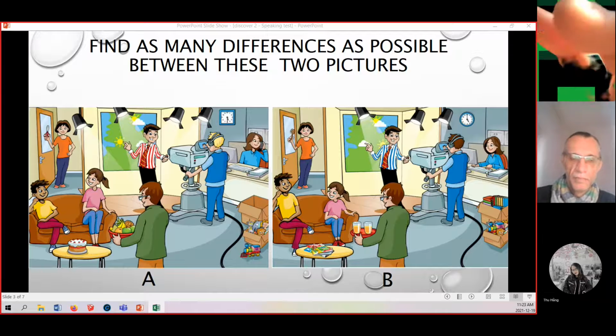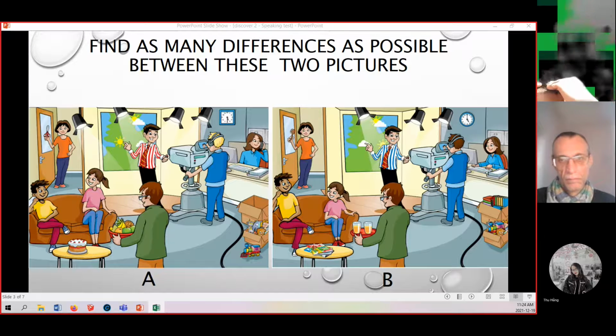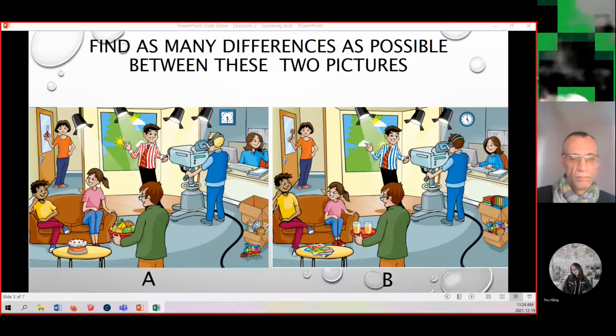In picture A, the clock is square, and in picture B, the clock is a circle. In picture A, the girl next to the cameraman is calling on the phone, but in picture B, she is doing work on the computer. In picture A, the two boxes behind the cameraman are all toys, while in picture B, they have more books.